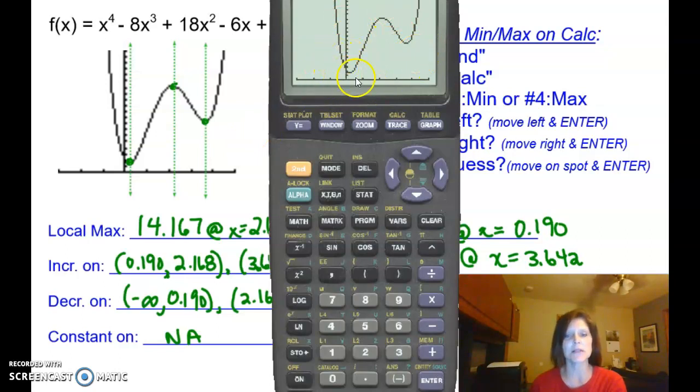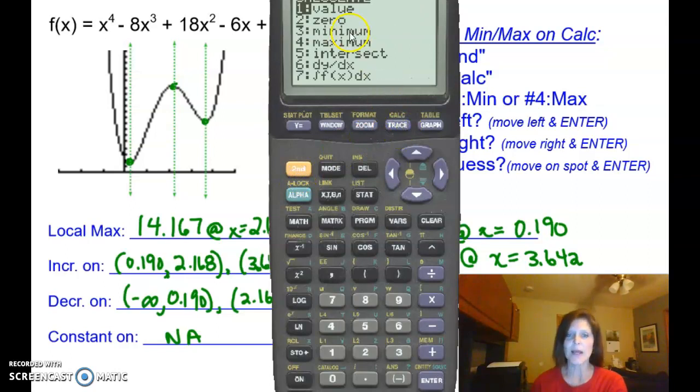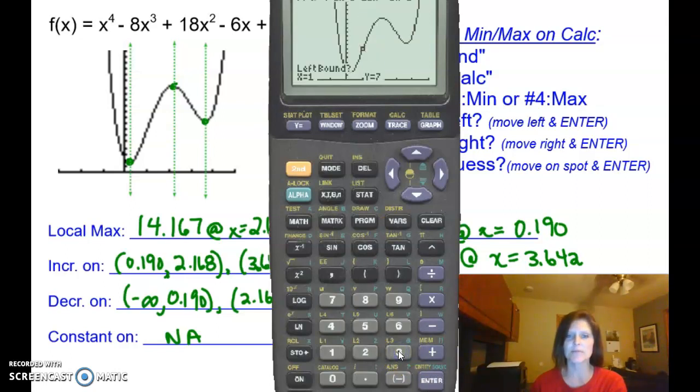The detail I want to see is where those low spots and high spots are, because that's where it's changing from increasing to decreasing or vice versa. So the first thing we really have to identify is those peaks and valleys. And we use the calculate feature on this graphing calculator. So I'm going to hit second and calculate. The first thing I want to choose is the minimum, because if I'm reading left to right, that's the first thing I'll see. So I choose 3 here, and it starts asking me a series of questions.